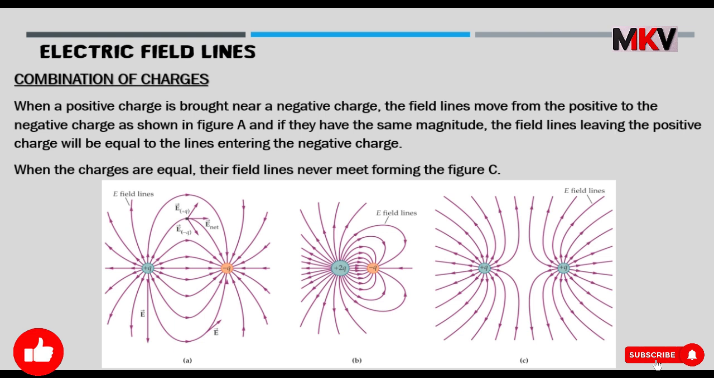And when two equal charges are brought together, their electric field lines would never meet, since there will be a repulsive force between the charges, meaning the electric field lines cannot meet, creating a space between them. And in that space, there will be no electric force exerted. There will be no electric field at that space. So the electric field at that space would be zero.